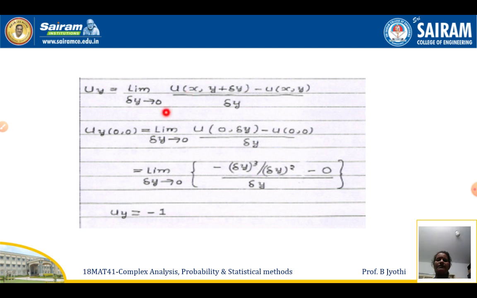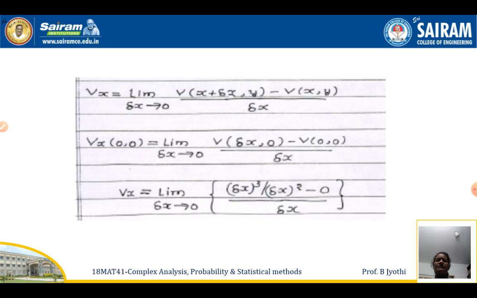Uy is the limit as delta y tends to 0 of [u(x, y + delta y) − u(x, y)] / delta y. Uy(0,0) is the limit as delta y tends to 0 of [u(0, delta y) − u(0,0)] / delta y, that is the limit as delta y tends to 0 of [−(delta y)³/(delta y)² − 0]/delta y. So we get it as minus 1.